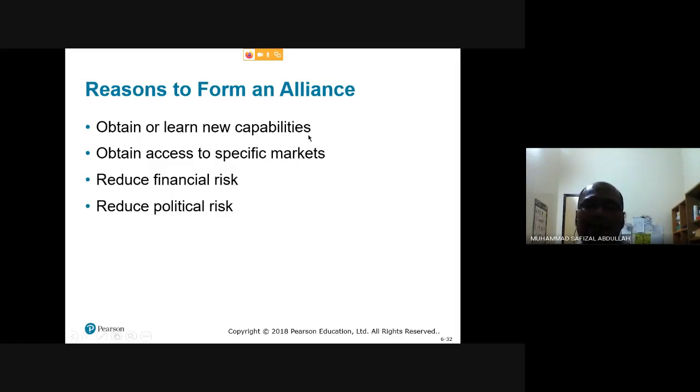And also you can enhance your capabilities. Why? Because when you join forces with another firm, you are sharing your expertise, so together you have better know-how about the marketplace. So this is people's reason to form an alliance.